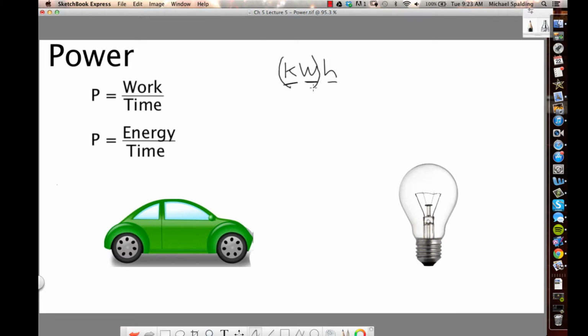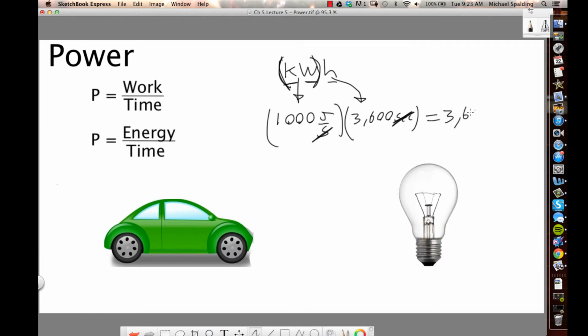So let's figure out what a kilowatt hour is. A kilowatt is 1,000 watts, which is 1,000 joules per second. And then what's the hour? How many seconds are in an hour? 3,600 seconds, right? Because we want the units to match. So what happens to the seconds here? The seconds cancel, and we get 3,600,000 joules. That many joules is equivalent to 1 kilowatt hour.